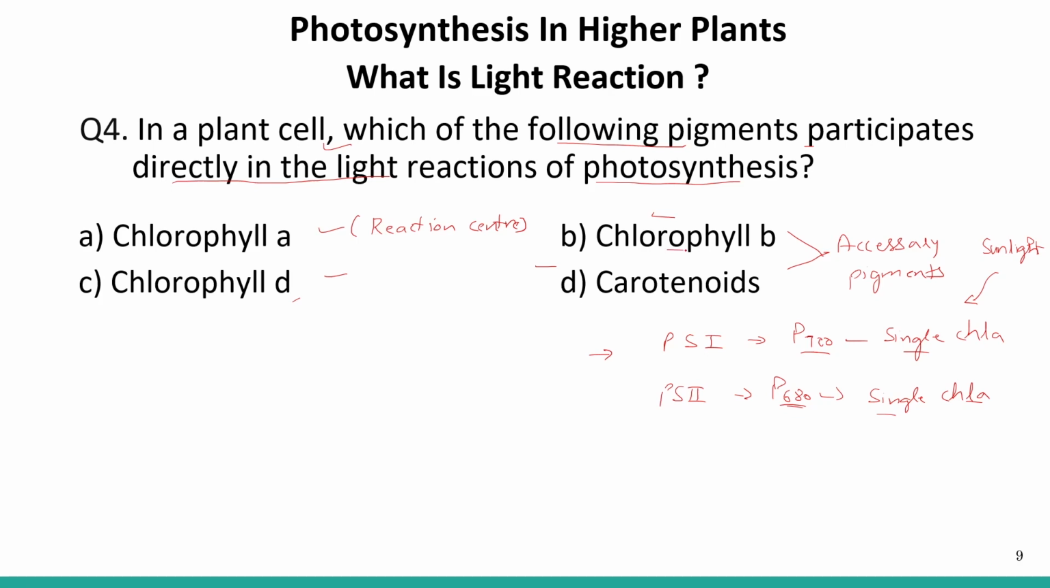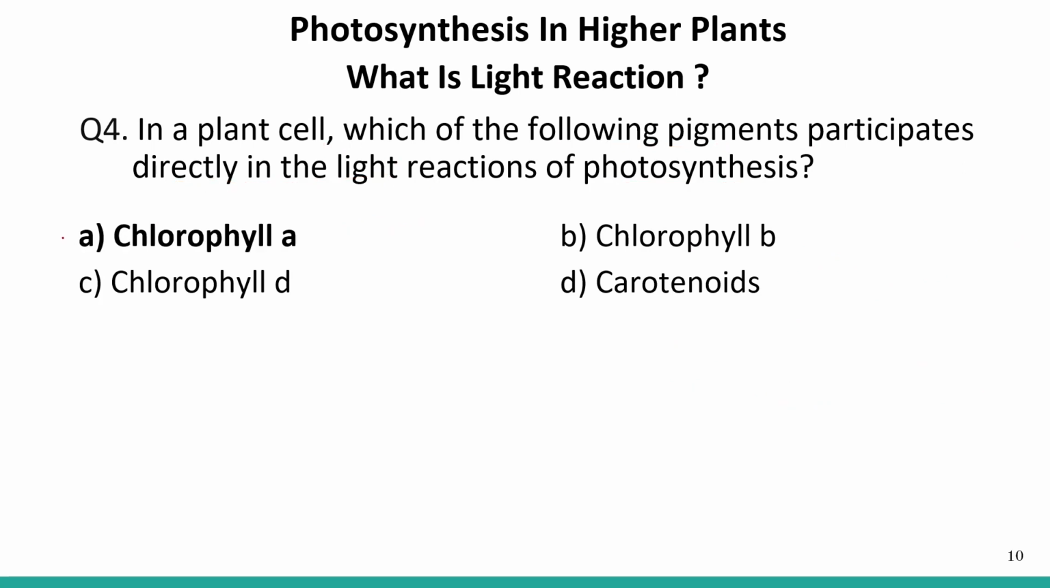And what happens? Accessory pigments also capture the light energy and transfer it to the reaction center present in photosystem 1 and 2. And the reaction center gets excited and releases electrons. So what should be the pigment that participates directly in the light reaction? It should be chlorophyll A. So chlorophyll A, which is the chief pigment, is involved directly in the light reaction, because it gets excited due to the absorption of the sunlight and releases electrons, which are accepted by the primary acceptor.